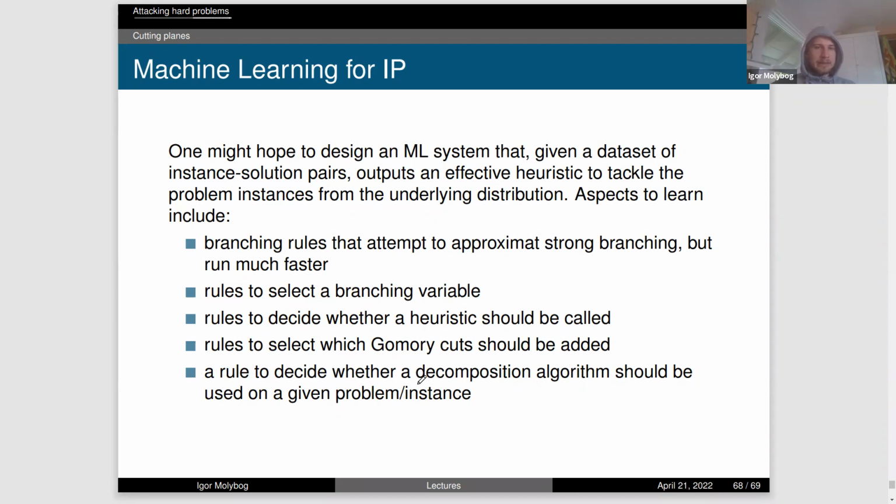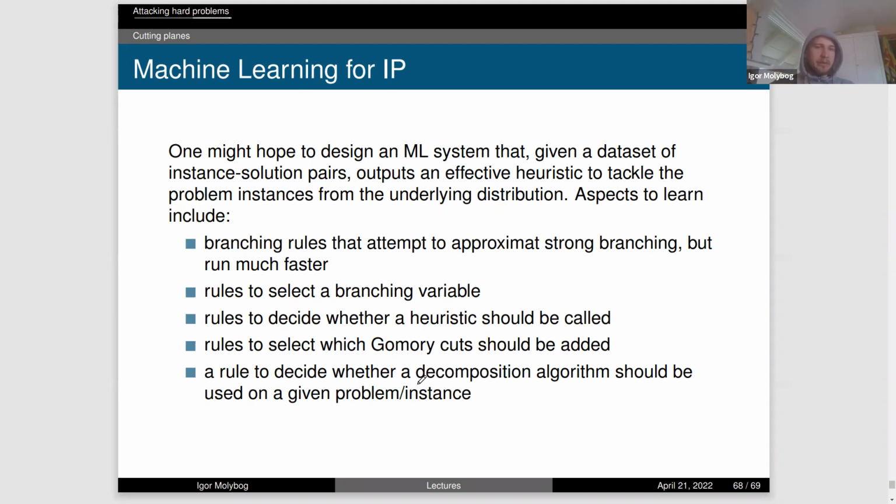Basically, it's the direction in which people are going, for example, to try to learn the structure of the integer programming problems that are appearing in a particular application. You can theoretically set up the learning algorithm to tune the hyperparameters of a branch and cut algorithm, or whatever integer programming algorithm you would like to use.